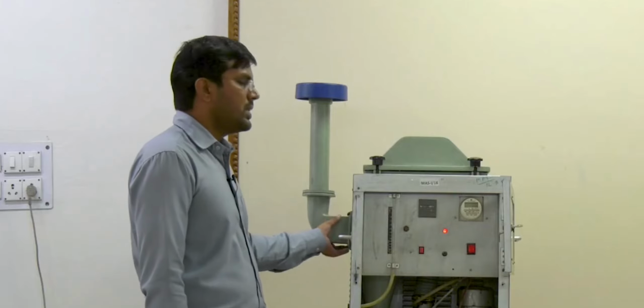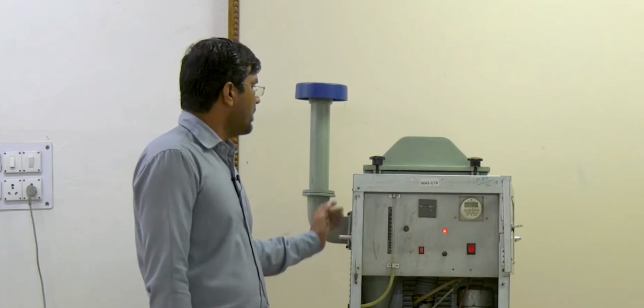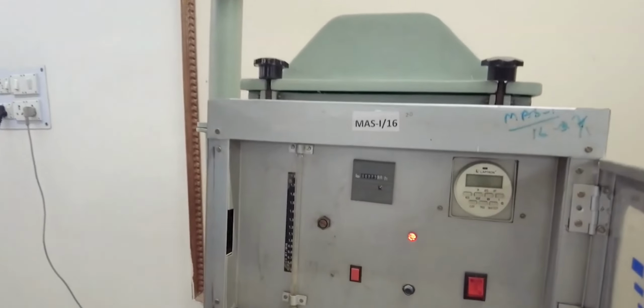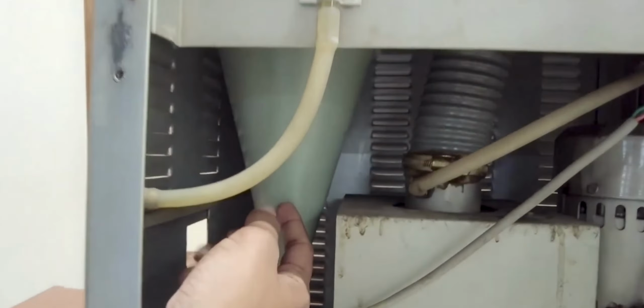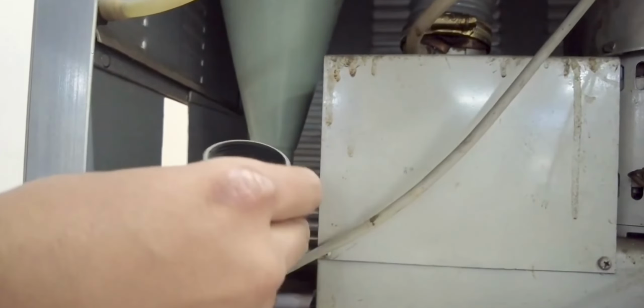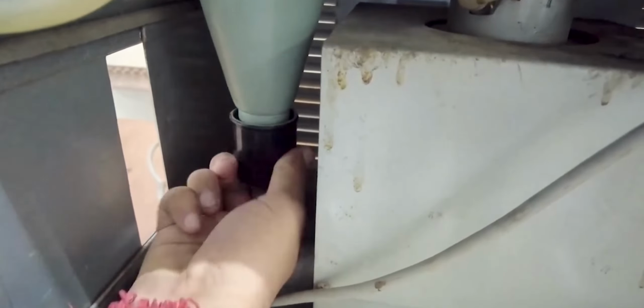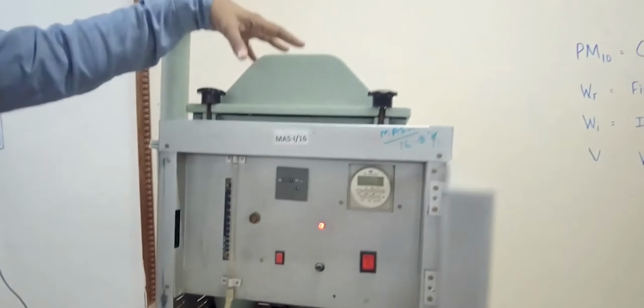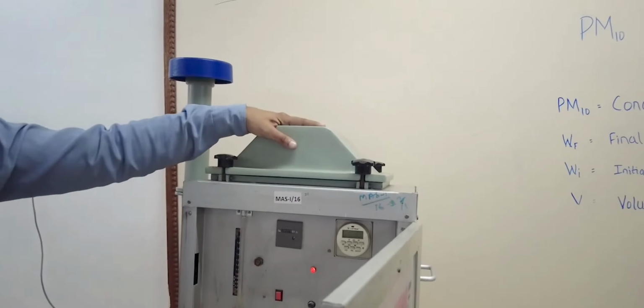Whatever particles are smaller than 10 micron will go into the filter assembly, and those particles which are heavier will be collected here. This is the cyclone, so they will be collected in the hopper of the cyclone. This is the hopper, so here the heavier particles will be collected, and those which are smaller than 10 micron, which we call PM10, will go into the filter assembly. So this is our filter assembly.